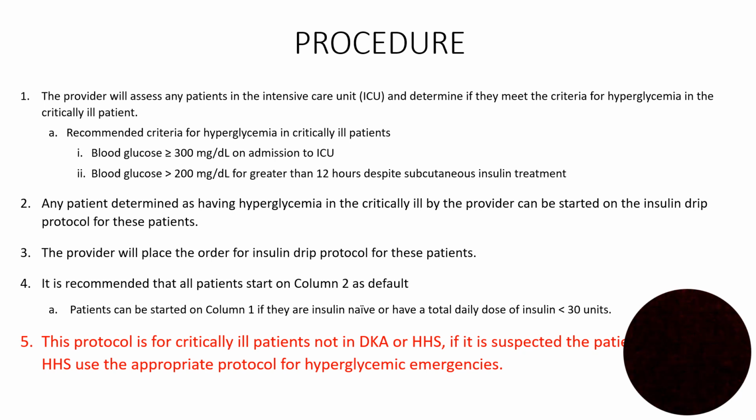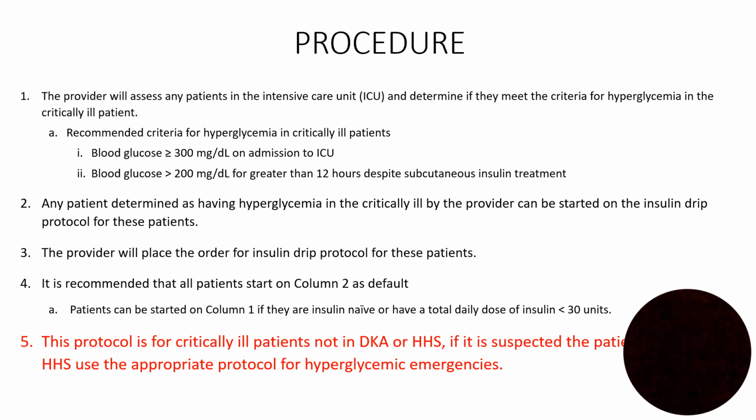The procedure. The provider will assess any patient in the intensive care unit and determine if they meet the criteria for hyperglycemia in the critically ill patient. The recommended criteria for hyperglycemia in critically ill patients is a blood glucose that's greater than or equal to 300 milligrams per deciliter on admission to the ICU, or blood glucose that's greater than 200 milligrams per deciliter for more than 12 hours despite subcutaneous insulin treatment.